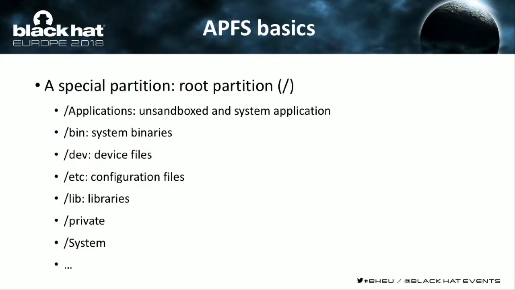There is a critical partition in iOS and macOS, which is called the root partition. This partition is mounted on the root directory. In this partition, there are several important directories holding important code and data for the system to run. For example, the applications folder holds unsandboxed and system applications. The bin folder holds system binaries, and so on. In most of the time, this is the main target for an attacker to control in order to modify system settings or install malicious apps.